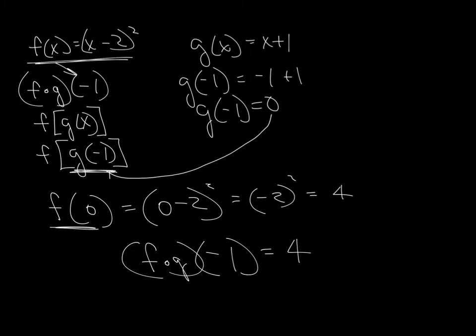And the b portion of this, g of f, is going to be done the same way, only it's just going to be backwards. It's going to look like that, so we're going to find that first and then find the g. But other than that, that's pretty much all there is to these composite functions.